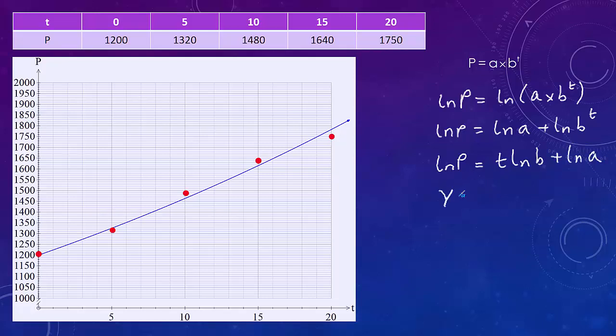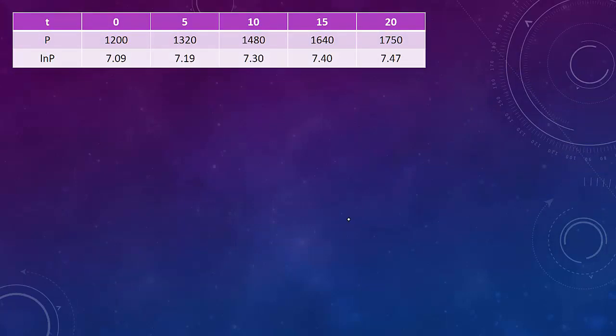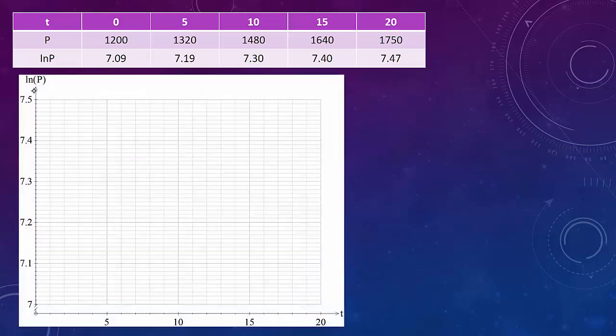Note that's now of the form y equals mx plus c. It's a straight line. Not only that, but we can recognize that ln B is the gradient and ln A is the intercept. So that means plotting T against the natural log of P. So note that the y-axis has now become ln P. And we're going to plot these values against these values.